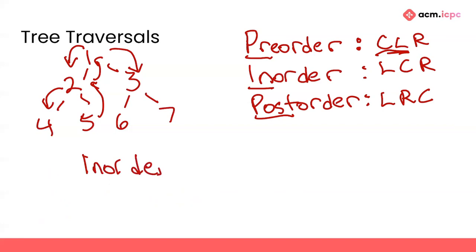So for in-order, we want to print everything on the left first. So we go down to 2, we go down to 4, and then we print out 4. Then we want to print out the 2, then the 5, and then the 1. And I'm just going to work out the rest of it. We end up getting something like this for our in-order traversal. We repeat this exact same process.